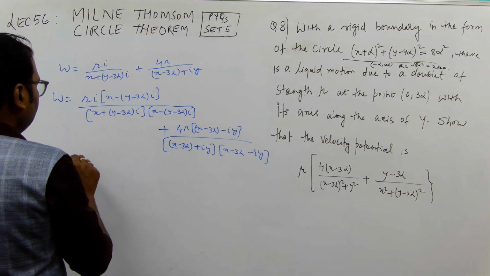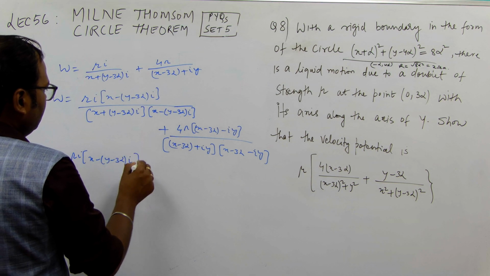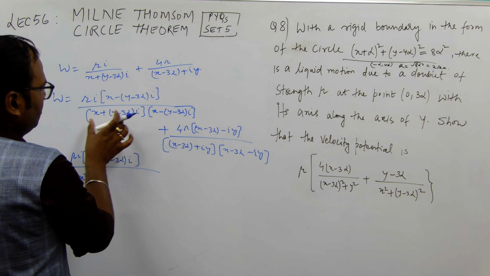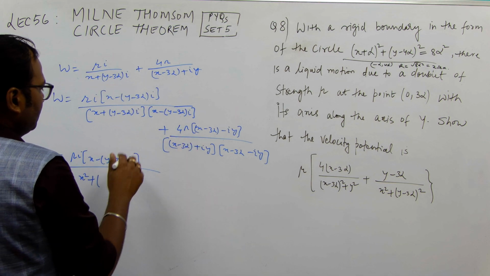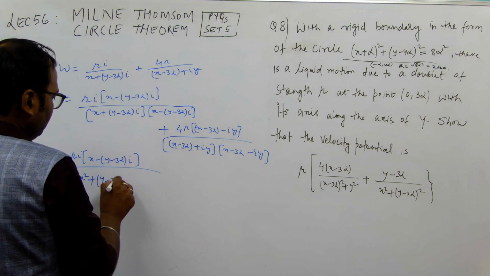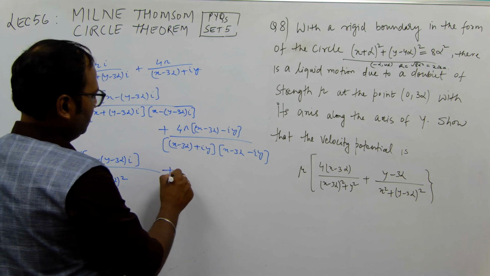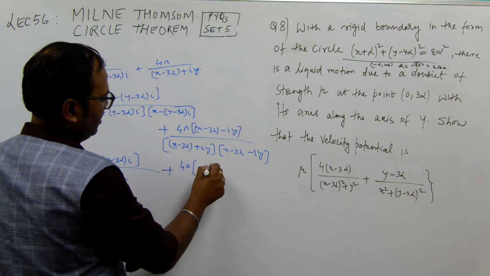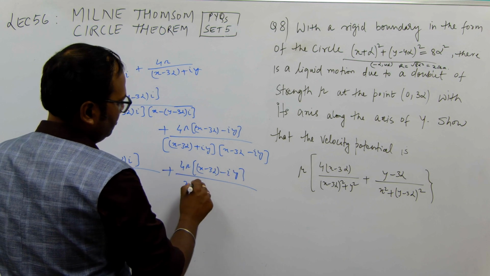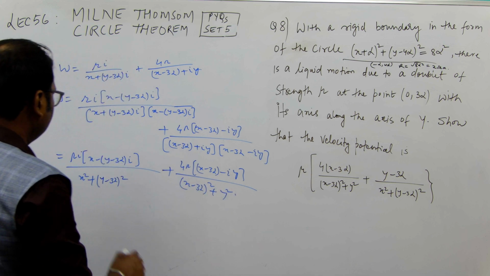So this will be mu I into x minus I y minus 3 alpha into I upon x square plus, this is a square plus b square. So I square will be minus 1. So minus minus plus. So this is y minus 3 alpha whole square. Okay, plus 4 mu into x minus 3 alpha minus iy upon x minus 3 alpha whole square plus y square. This is phi plus I psi.